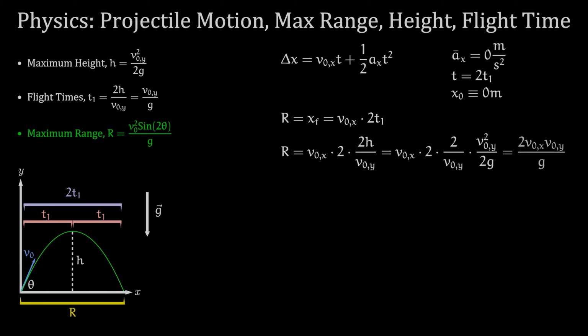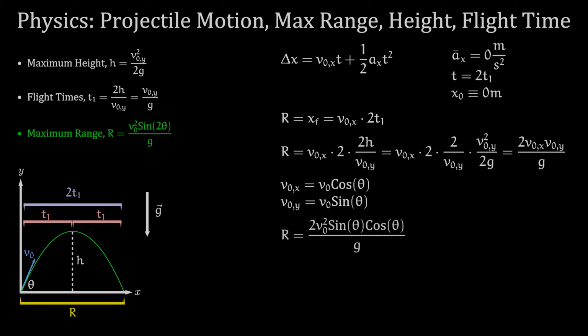Using some trigonometry, we can write these initial x and y velocities in terms of just the initial velocity and some sines and cosines. The initial x velocity can be written as v0 times cosine of theta, and the initial y velocity can be written as v0 times sine of theta. Substituting those in, we now have range R equals 2 times v0 squared times sine of theta times cosine of theta divided by g.